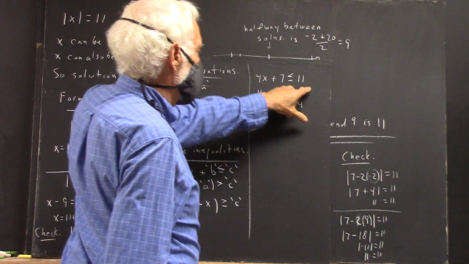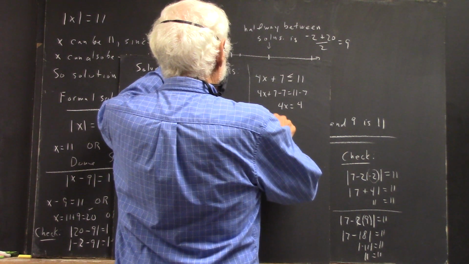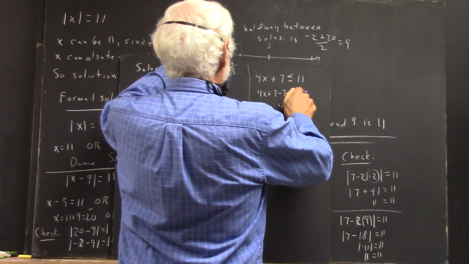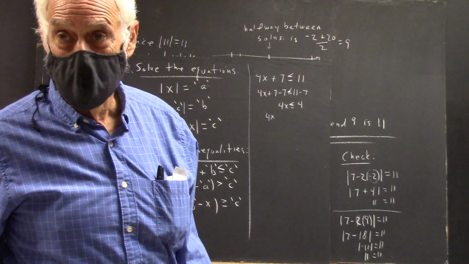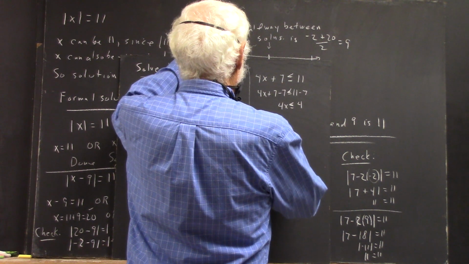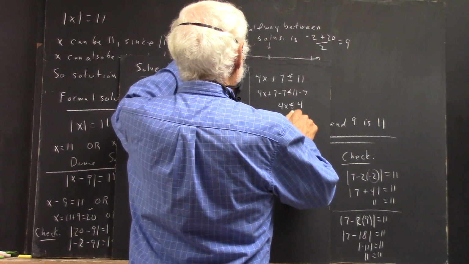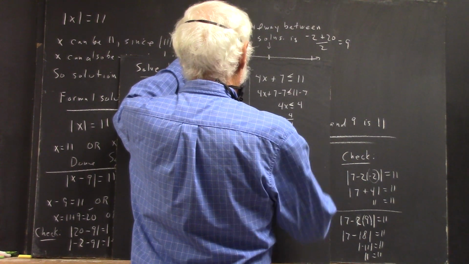Very quickly, you subtract 7 from both sides, you get 4x equals 4. Divide both sides, and it's not equal, it's less than or equal, so don't do like I do. Make sure you write down the inequality correctly. And then you get 4x over 4 is less than or equal to 4 over 4. So x is less than or equal to 4.